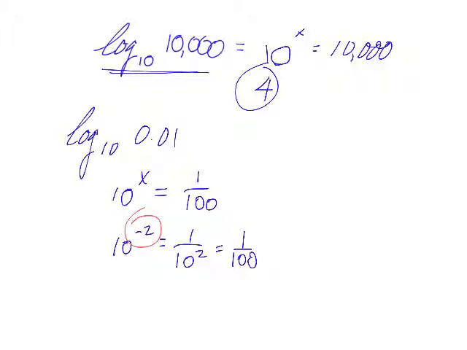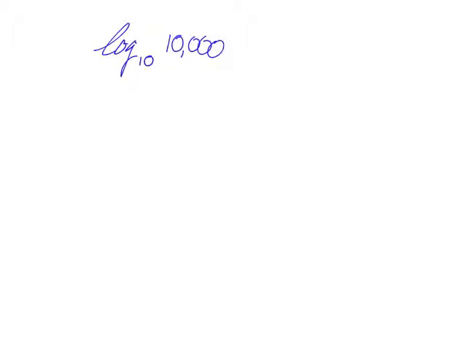If I have something like the log base 2 of 8, that means what number can I put on 2 that will give me 8? In this case, it's going to be 3. And so on and so on.